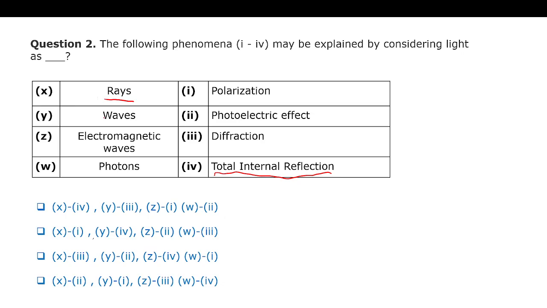In wave nature, what comes into the picture? As we have already discussed, diffraction is part of the wave behavior of light, along with interference. Then, when the light is considered as electromagnetic waves, it focuses on the polarization phenomena. Then the last one is the photon, where the photoelectric effect comes into the picture.